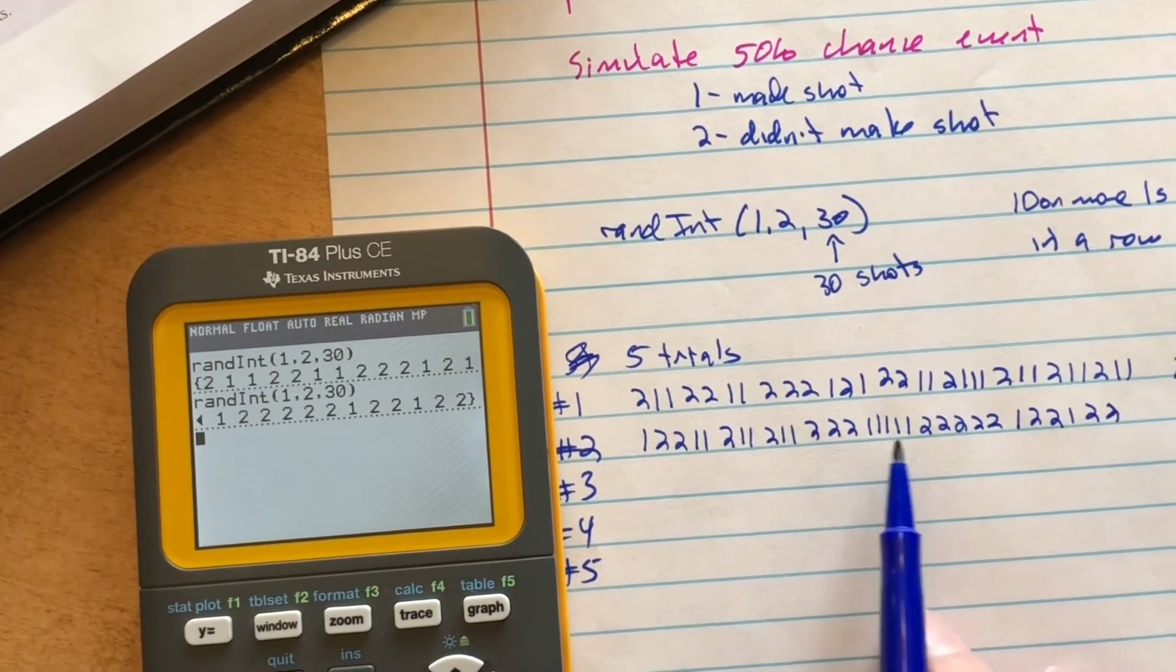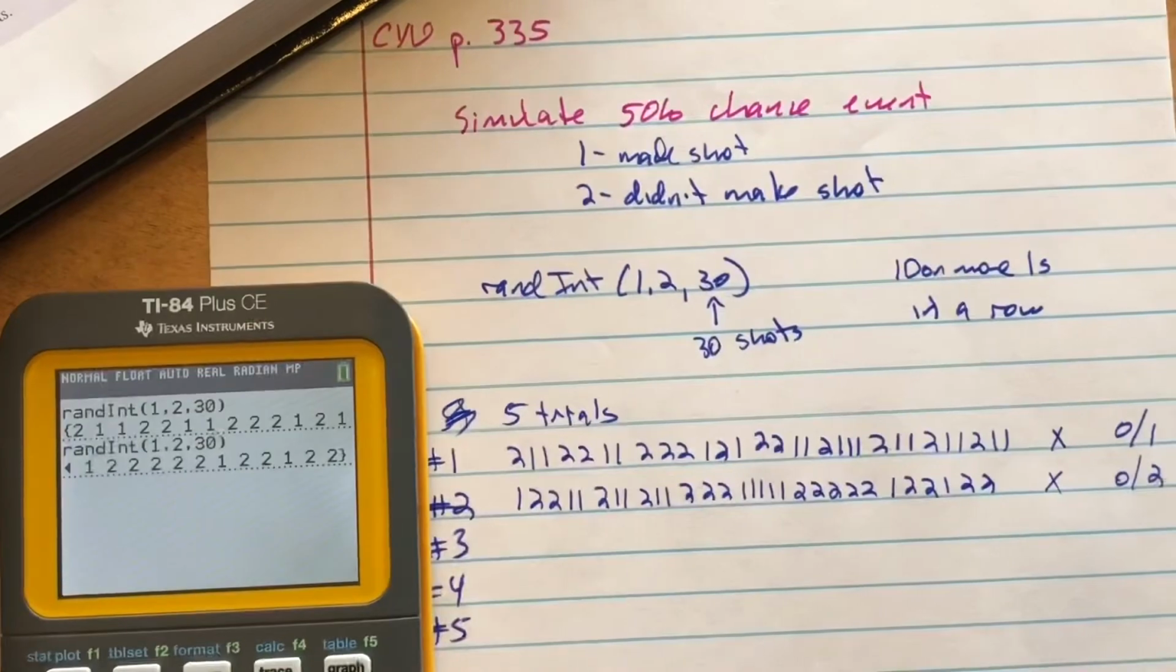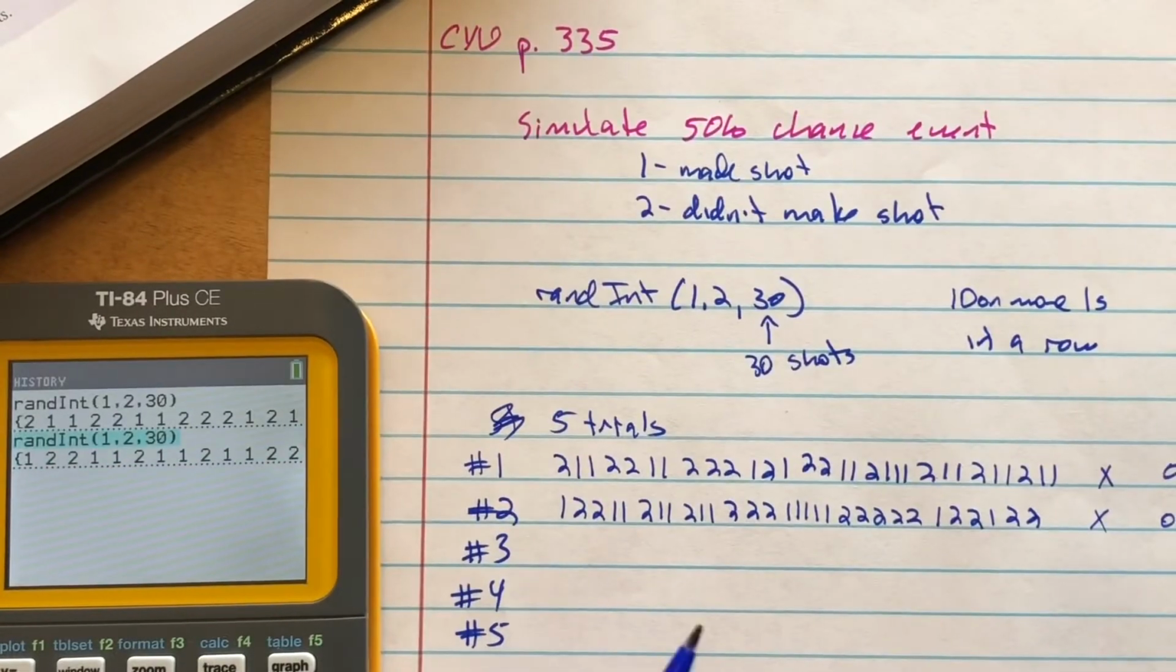Okay, so we got 5 in a row, but that's not 10. So again, this was not a success, and now we have 0 out of 2. So according to my trials, there's a 0% chance we're going to get 10 or more shots in a row. Okay, so a couple more trials.